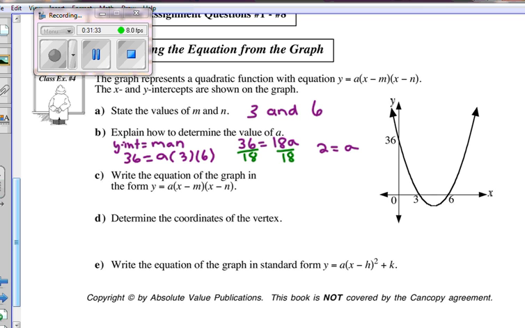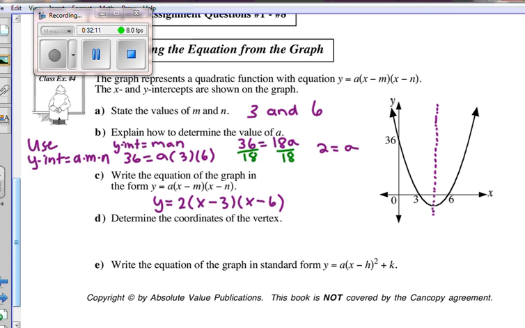So we're going to use our y-intercept. So use y-intercept equals a times m times n. Okay, so now we can write the equation. So y equals, our a value was 2, x minus m, so x minus 3 times x minus 6. So what would be the vertex? How would we get the vertex? Well, we want this minimum value.